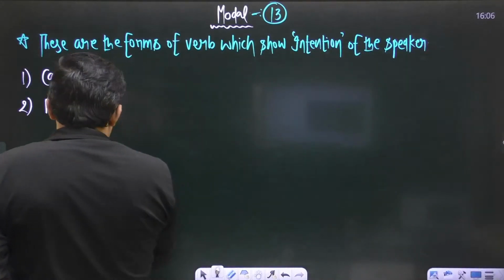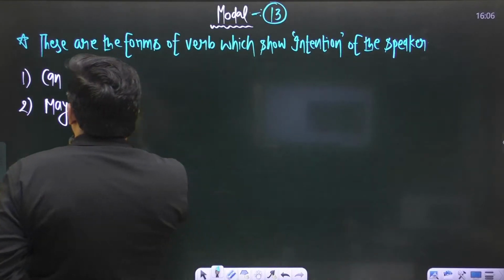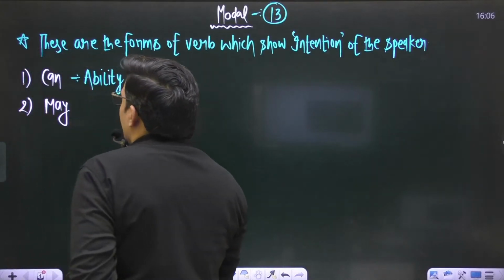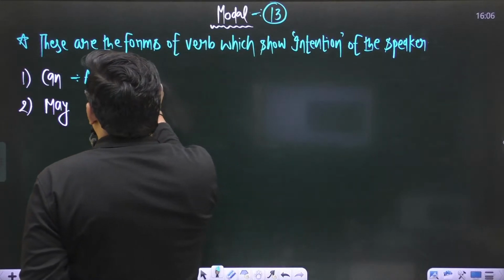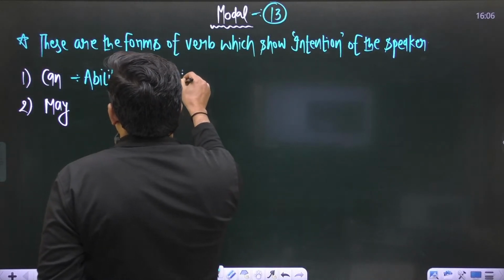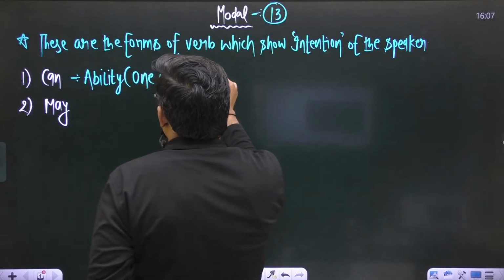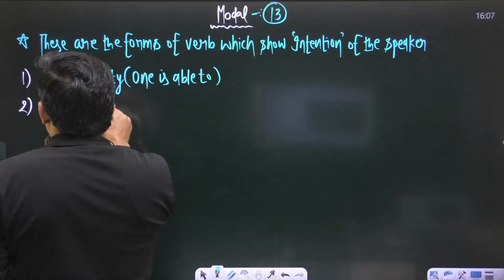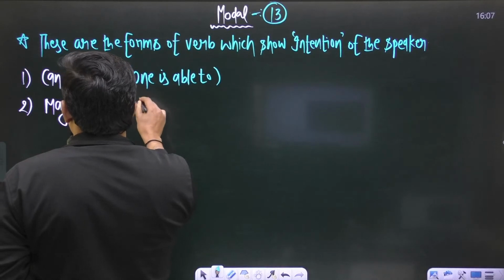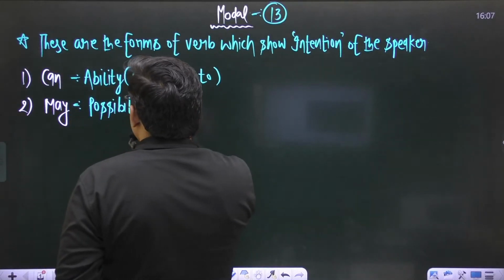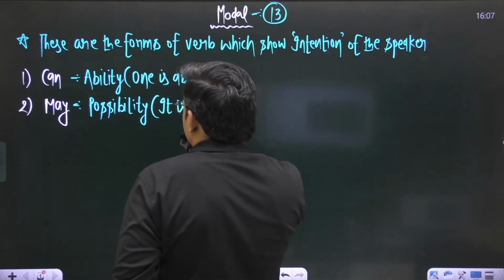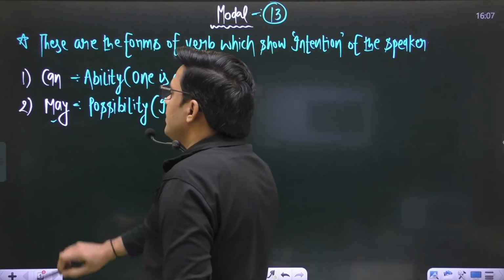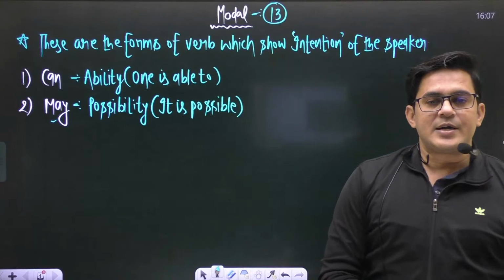As we know very well, the modal can is used to show the ability of the speaker. Whenever one is able to do a certain task, then we use the modal auxiliary verb can. The modal may shows possibility. When something is possible to do or to deal with, in that particular situation we use the modal auxiliary verb may.